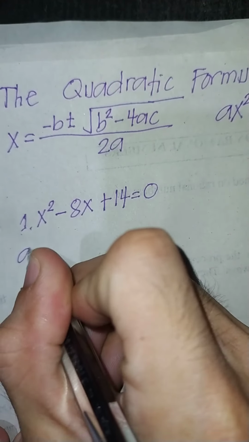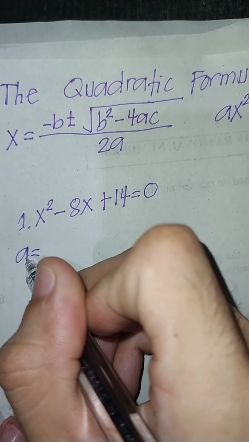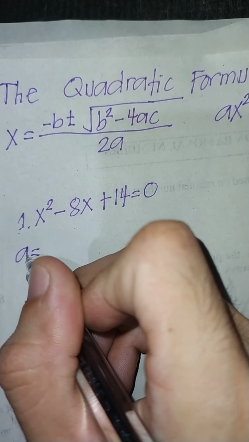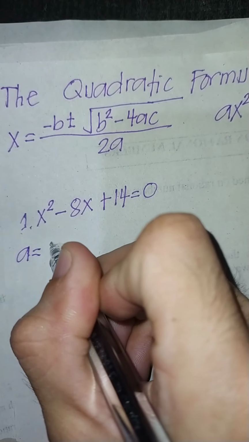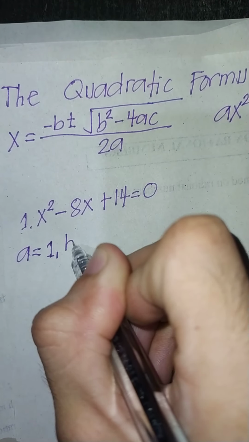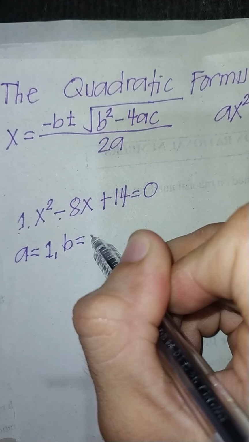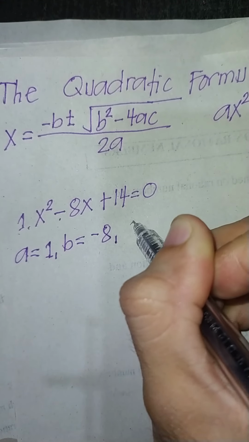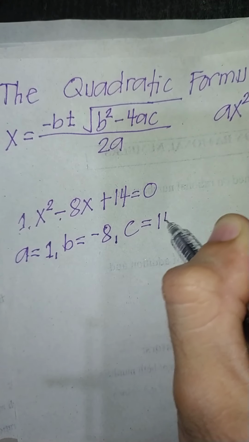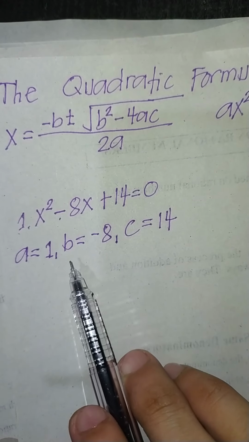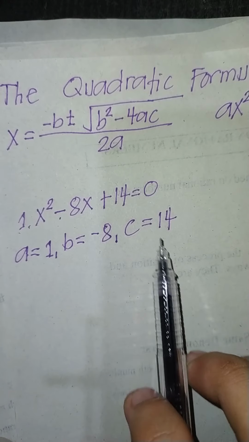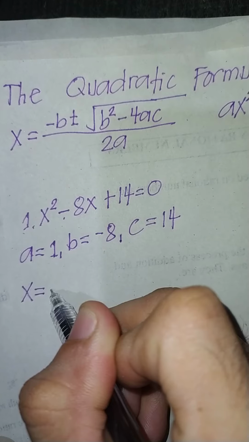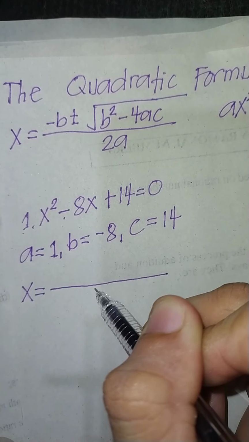Kailangan mo muna i-identify ang a, b, at c para ma-solve mo using the quadratic formula, para ma-substitute mo doon sa given formula. So your a is 1, and yung b, kasi minus siya, therefore negative 8. Ang C is 14. Ngayon, na-identify mo na kung ano yung A, B, at C. Now, gagamitin natin yung formula para mahanap mo yung value ng x.